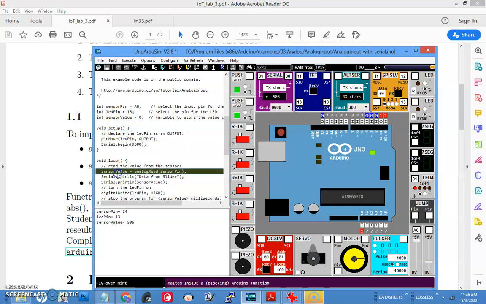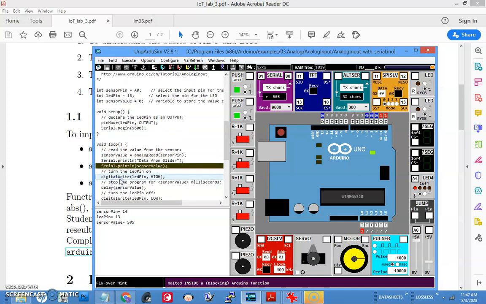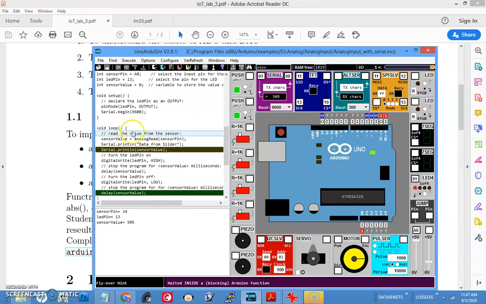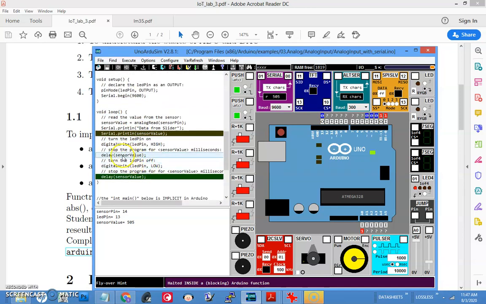After reading the sensor value, I am just printing it as data from the sensor. Now I can use this sensor value for some other purpose. So here, if you look at this, I am making the LED pin, which is 13, high, and the delay value is the value which I got from the slider. So what will be the net effect? The delay of LED blinking will be dependent on the slider position.